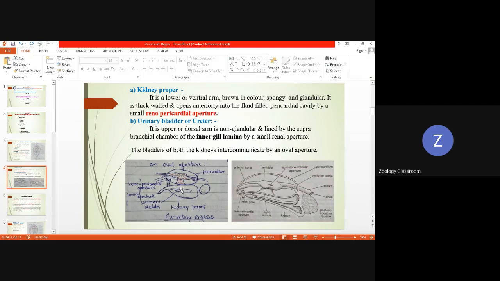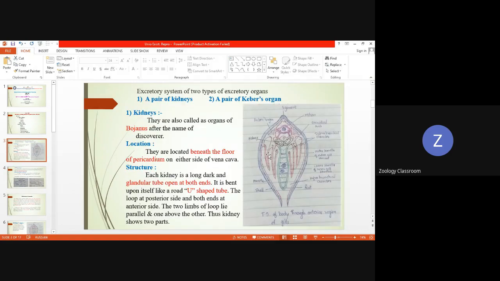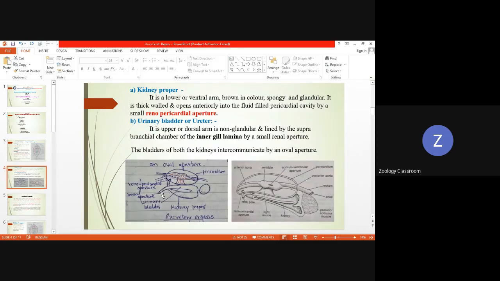Here is the location of the suprabranchial chamber. Now here, actually in the section, see, this is the location of the suprabranchial chamber. This is the location of the suprabranchial chamber. Now these kidneys, that end, this end, the aperture is called the renal aperture.